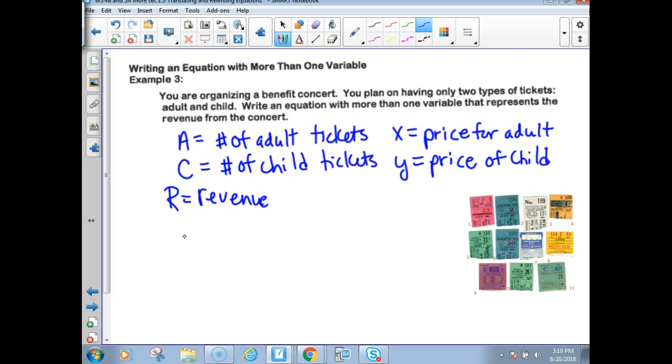All right, so what would we do to get that? I've got a ton of variables here. So I've got price for adult ticket, A times X, plus the number of children's tickets times the price, C times Y, equals what you take in. That's what you're going to be selling them for.